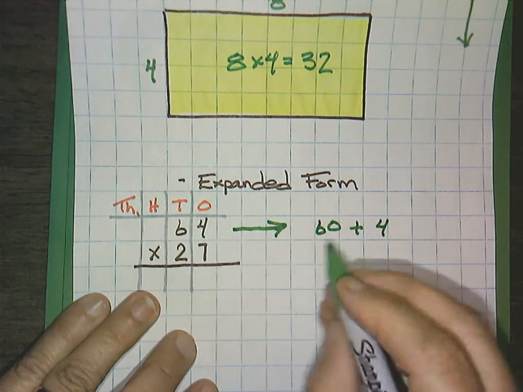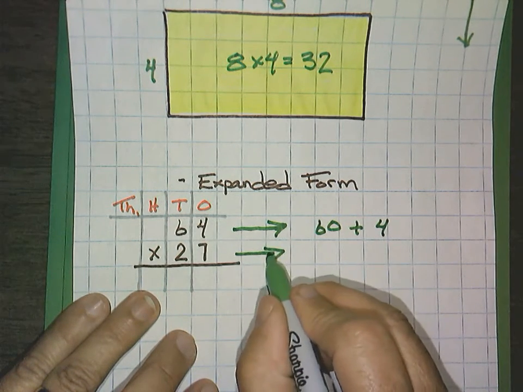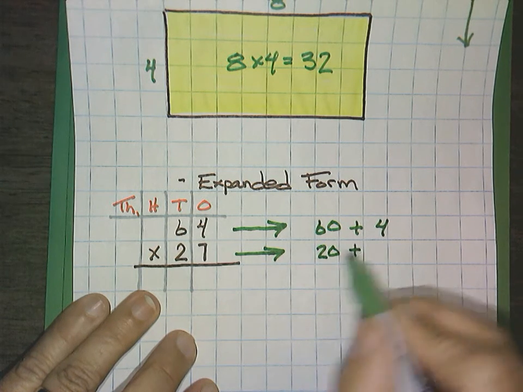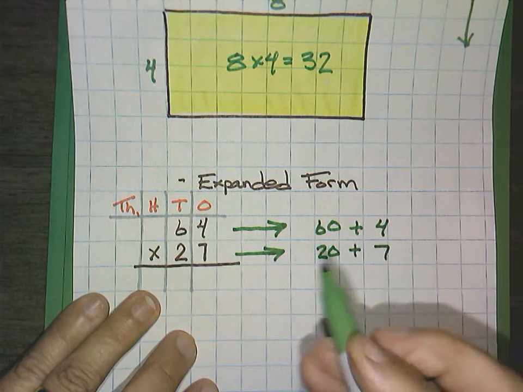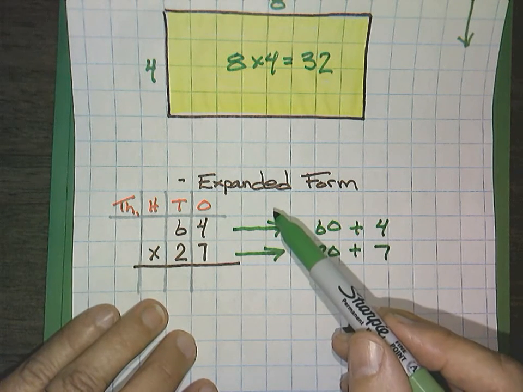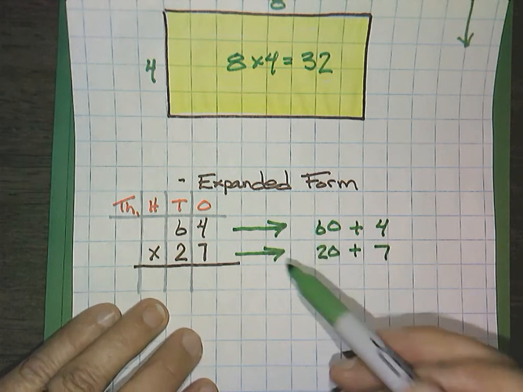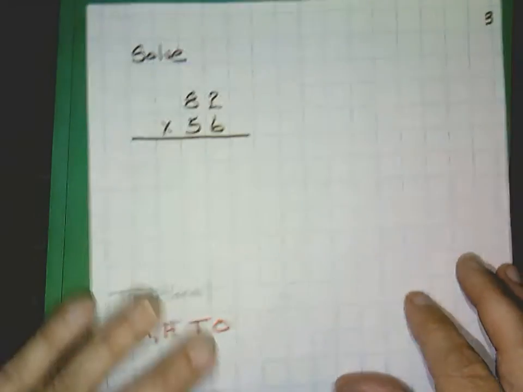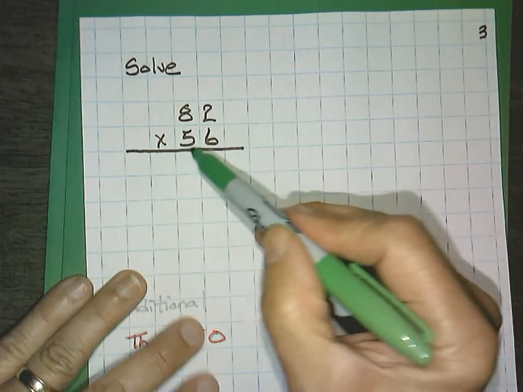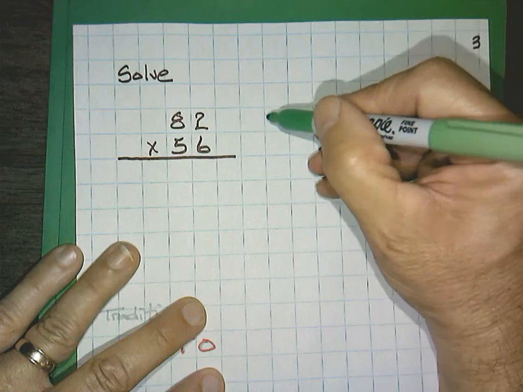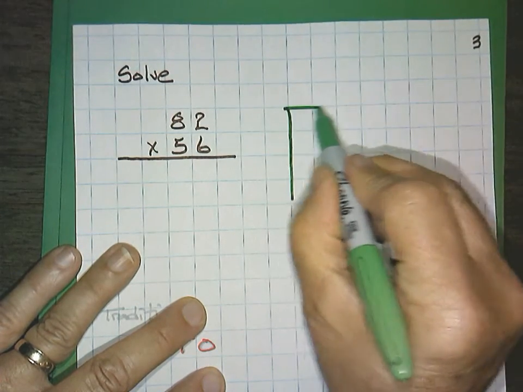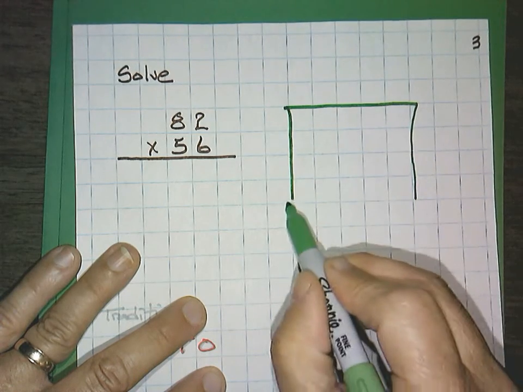27 would be 2 tens, which, of course, is 20 plus the 7. So remember, when we're using area models, we are using your knowledge of expanded form. Okay, let's solve some. And I'm going to try to solve them using a traditional method as well. 82 times 56. So I'm going to draw my model. It doesn't have to be perfect.